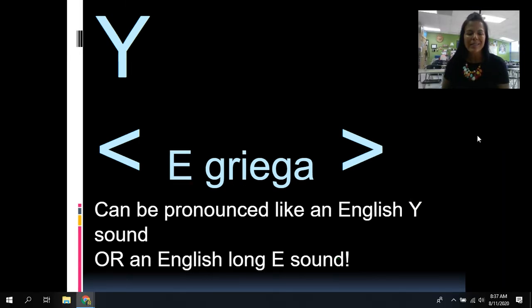The Y is i griega, which literally means, and you may want to write this down, good bonus question, i griega literally means Greek I. It's kind of tricky to say. It's my least favorite letter of the Spanish alphabet because I feel so awkward saying it. I notice, and I don't know why, a lot of my students say i gliega. They put an L in there, and I really don't understand where the L comes from, but it's not i gliega. It's i griega, with an R there. Okay, it can be pronounced like an English Y, or sometimes it sounds like an English long E.